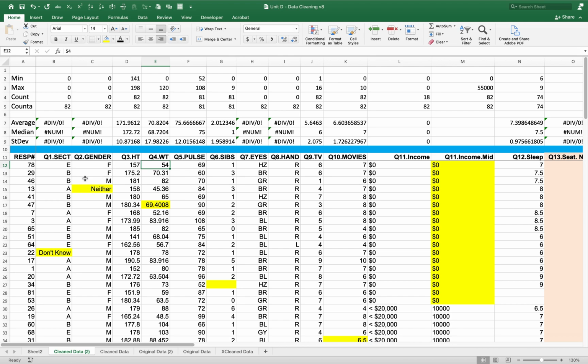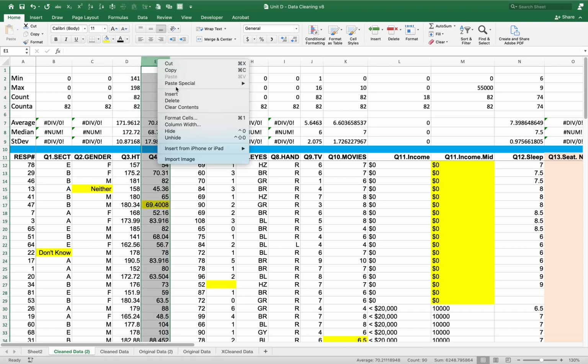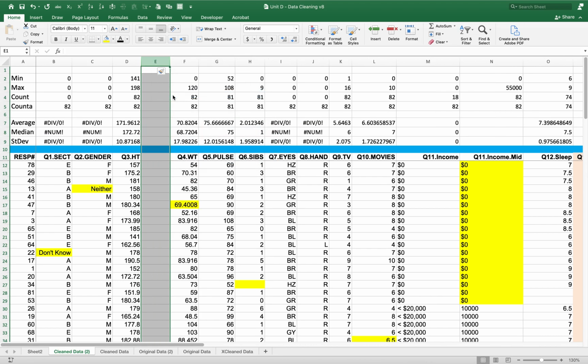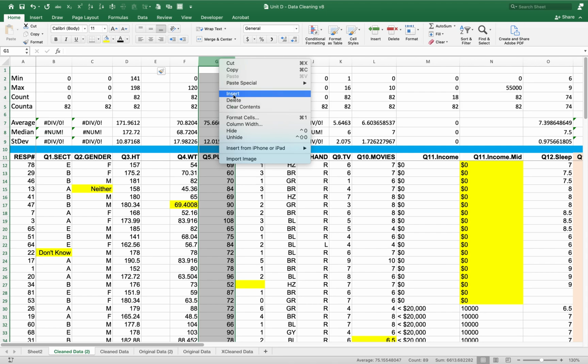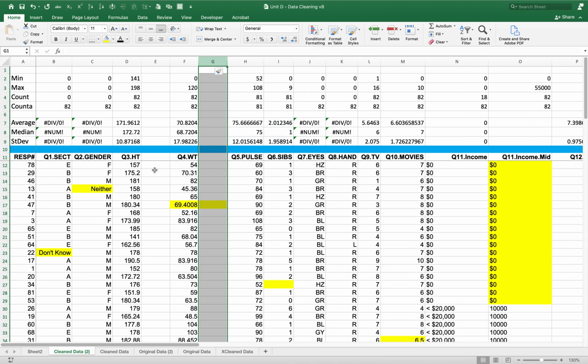So how do you fix that? Well, what I would do here is I would add in a column here. So insert, and I'm going to do the same for weights. Insert. Remember, you don't want to sort this thing at this particular point, because if you sort it, well, let me show you what happens.